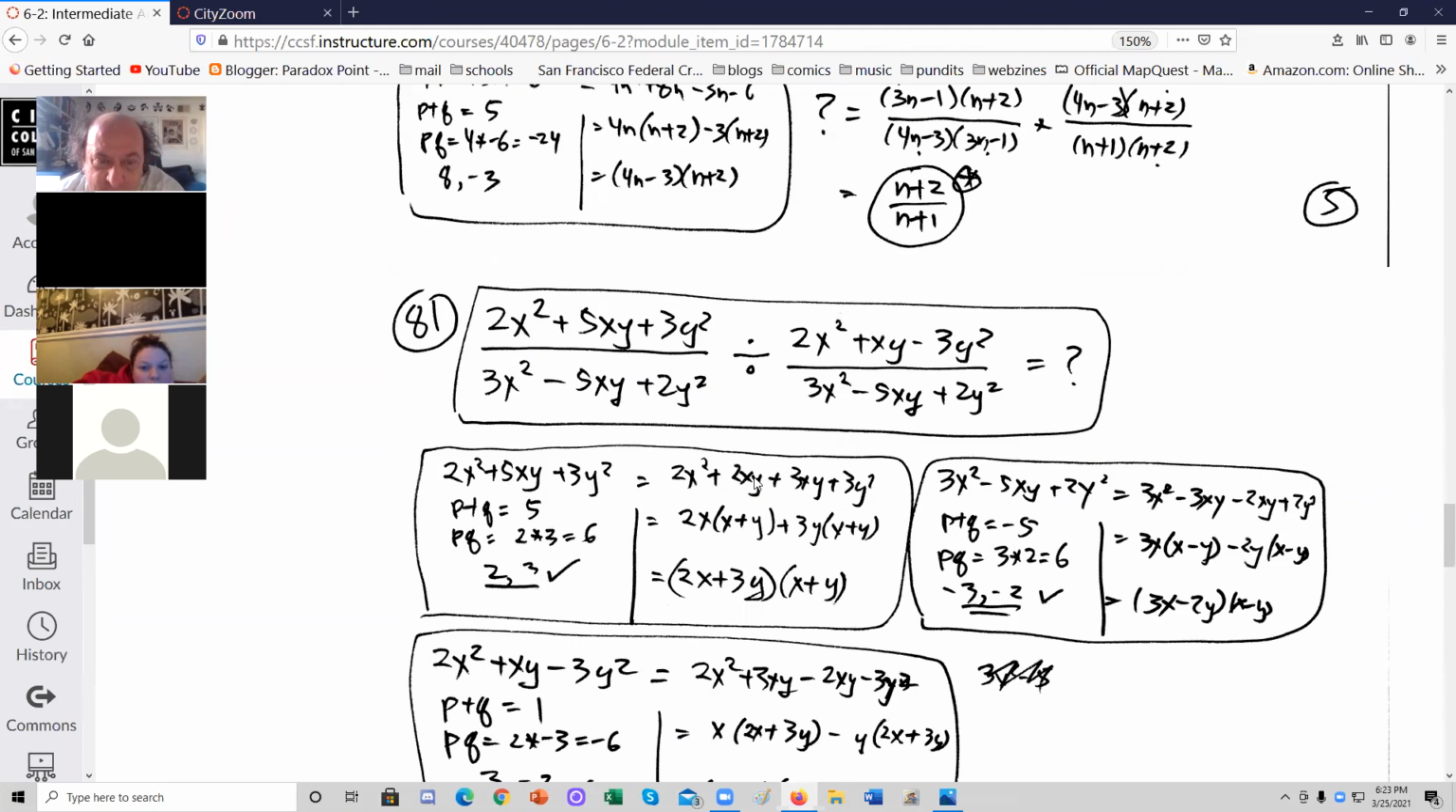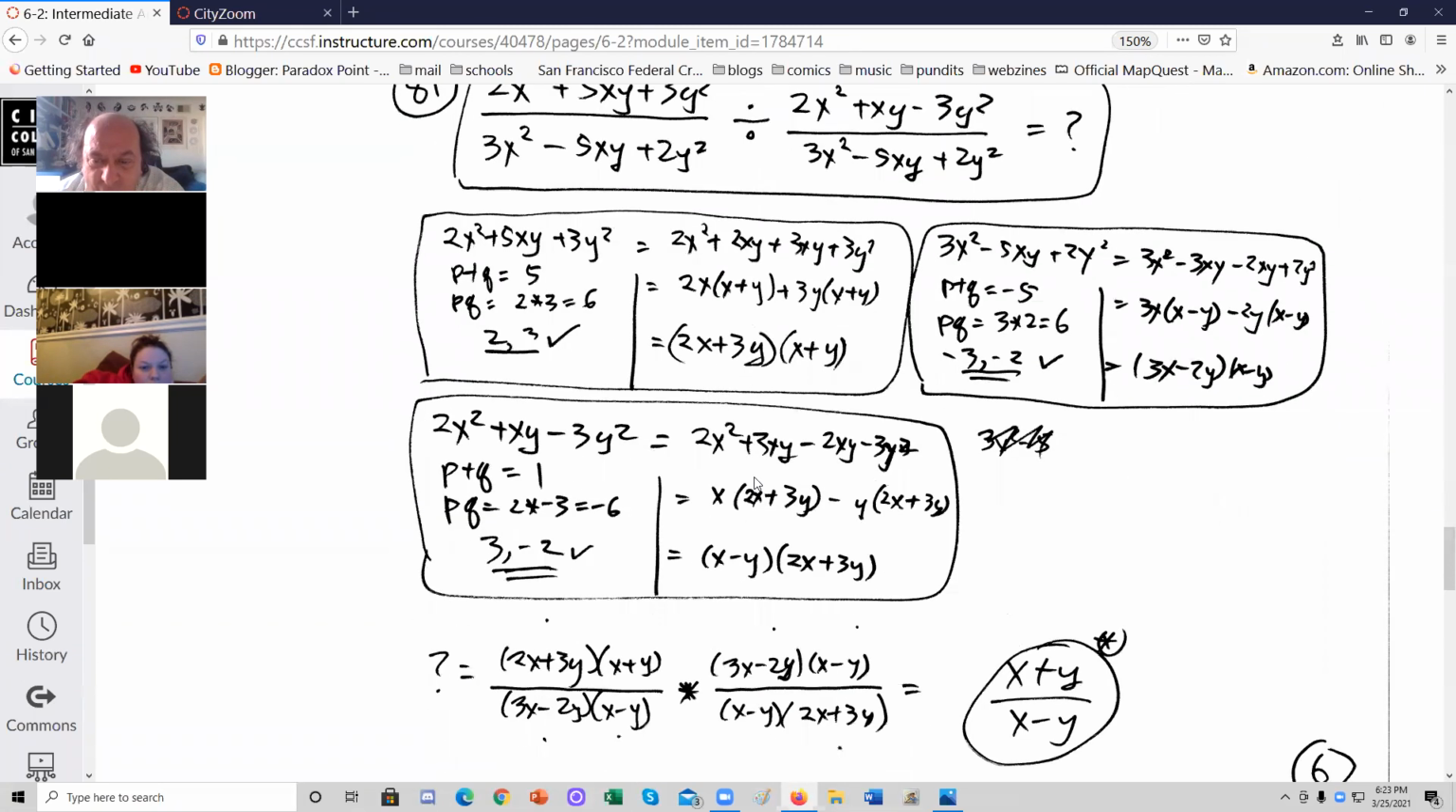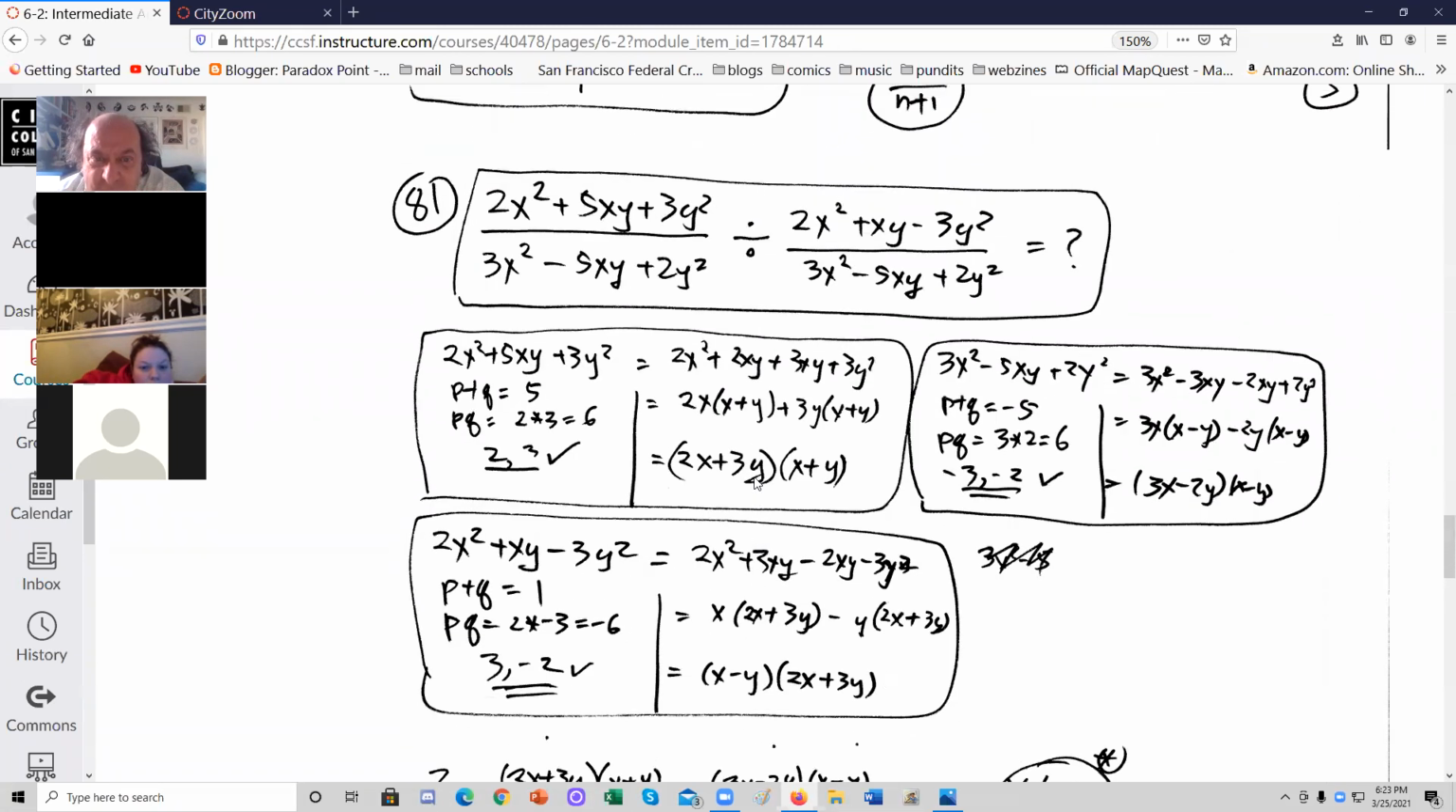All right. This one I don't think we did. Did we do this one above? No, I don't believe so. All right. This one I will go through all the tedious details. I have to do it at least once.